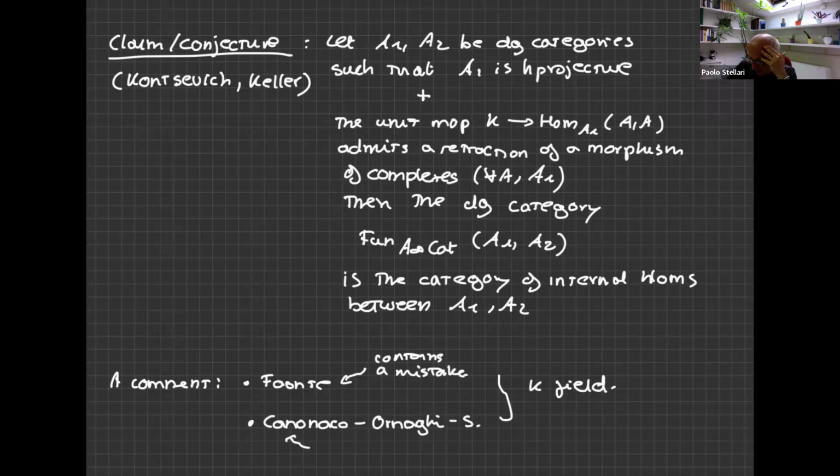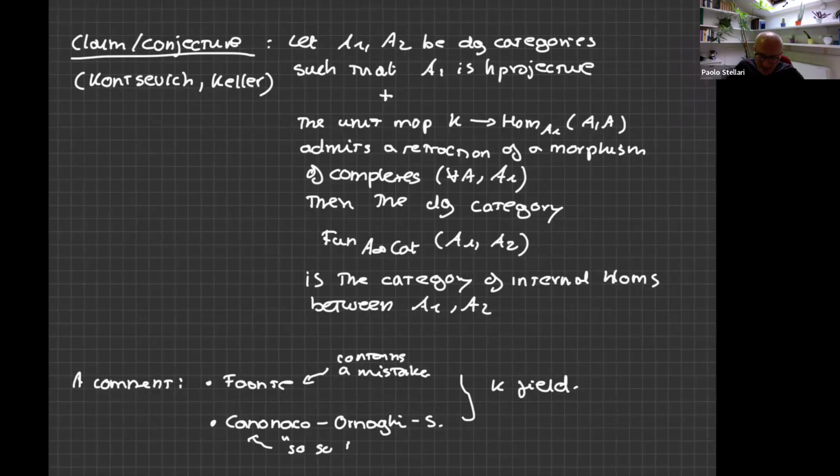So our proof, I believe, is correct, but it is based on results by other people that are not completely correct. In the sense that our proof, the proof in the paper, is correct, but we use results which are incorrect, proven by other people.